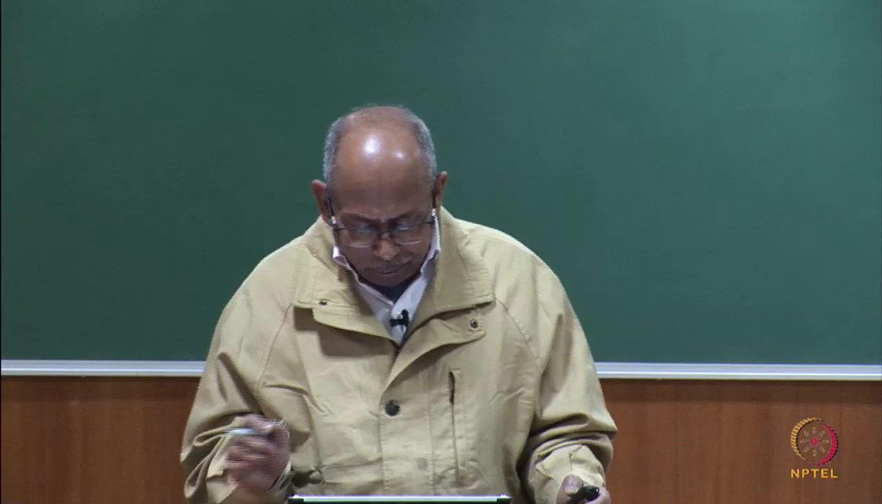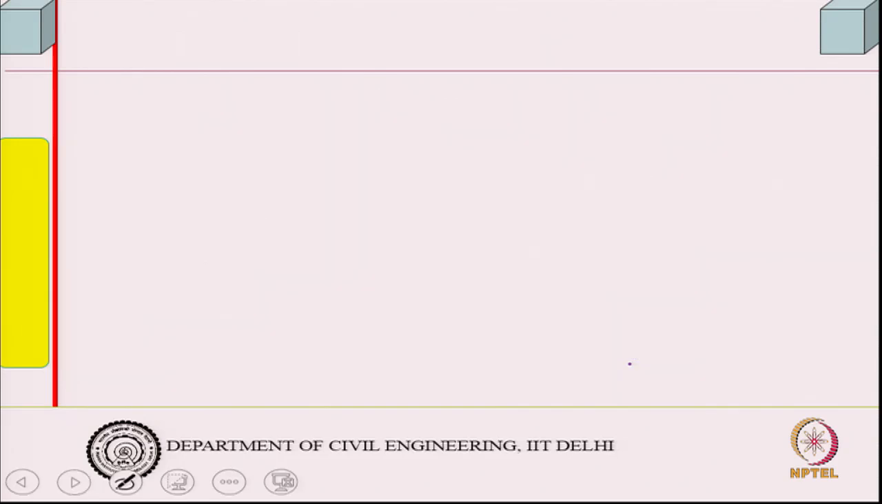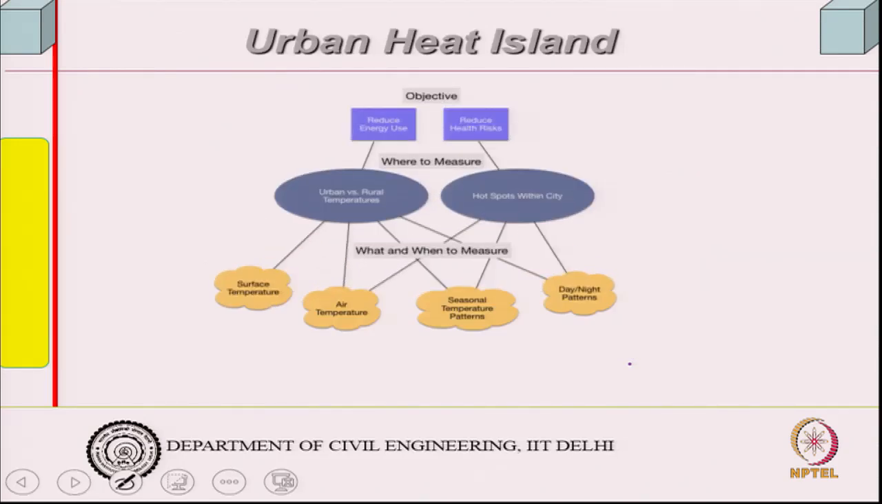Now, this has also been proved by Salt Lake City from NASA. From a satellite picture you can get an idea of temperature. The green ones show the vegetation, the red ones are the warmest ones, which are the built up areas. So, correlation with temperature of the greens is easily possible from satellite data. So, that gives you the idea. There is urban heat island.